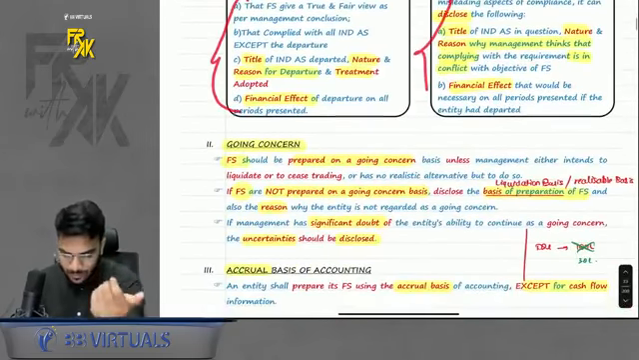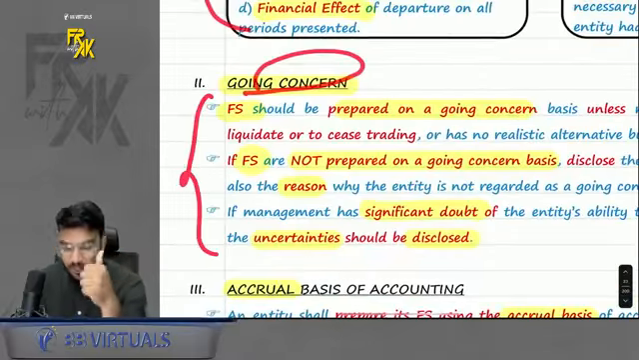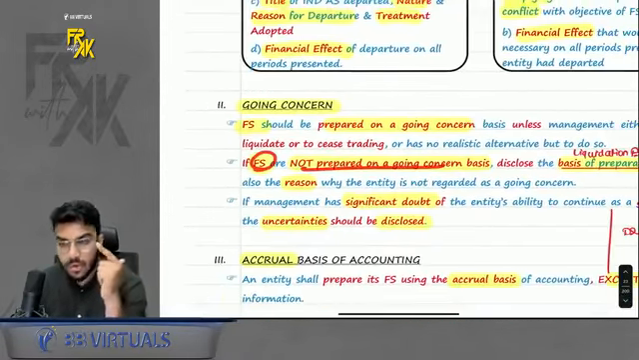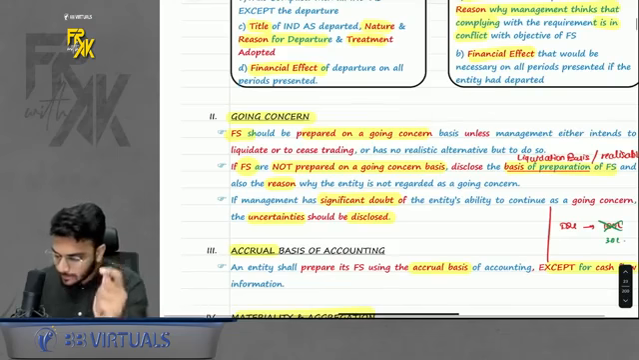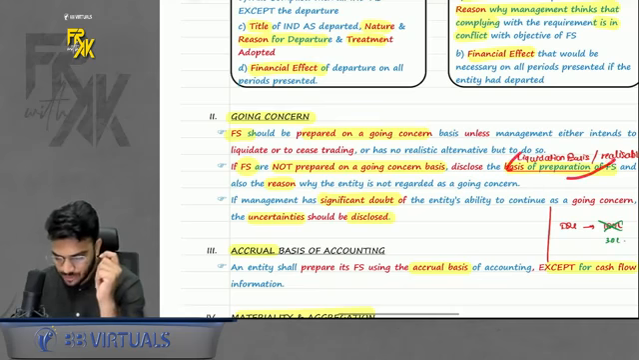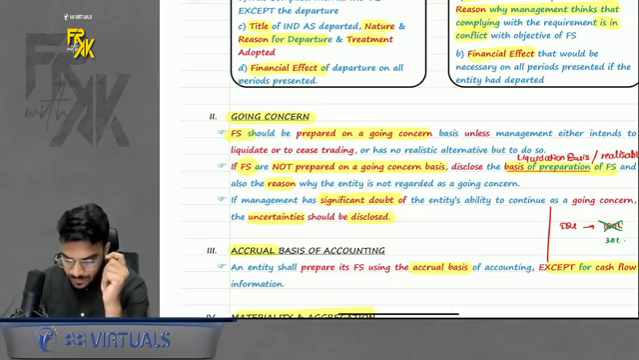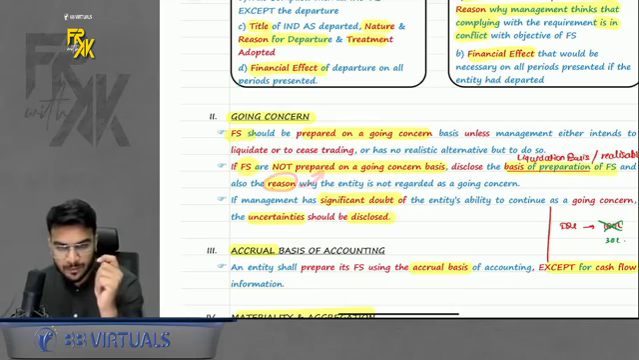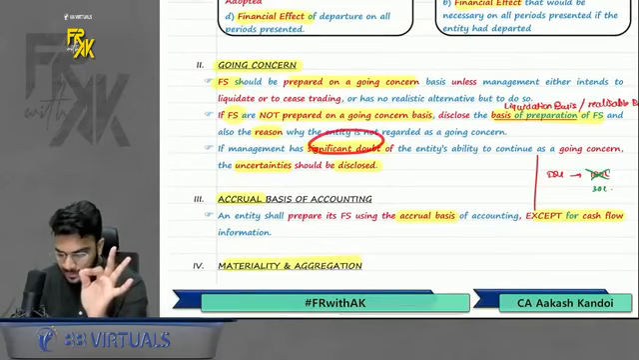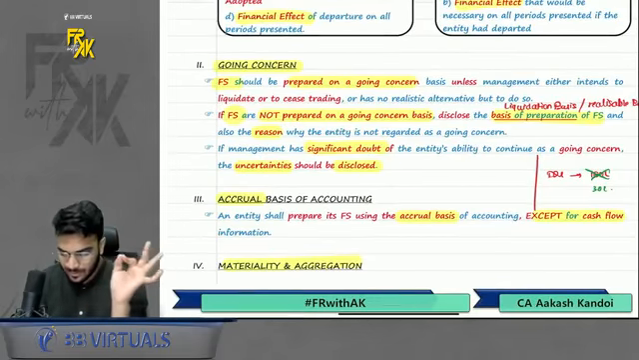Then going concern. 3 points are there. If going concern is valid, very good. If going concern is not valid, you have to do 2 things. First, the basis of preparation will no more be accrual basis. It will change to liquidation or realization basis. And you have to give the reason why the going concern is not valid. Third point, if there is a doubt on going concern, in that case, just disclose the uncertainties.